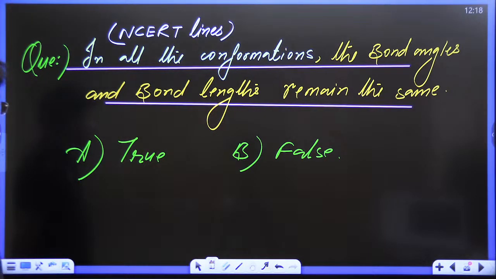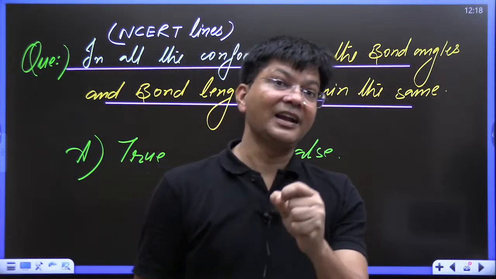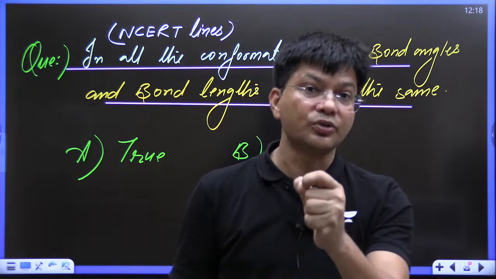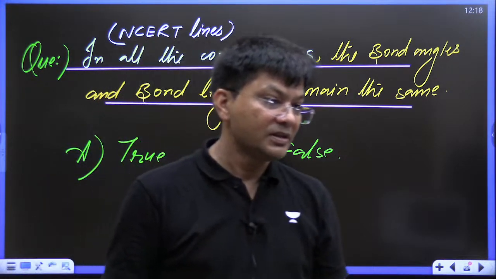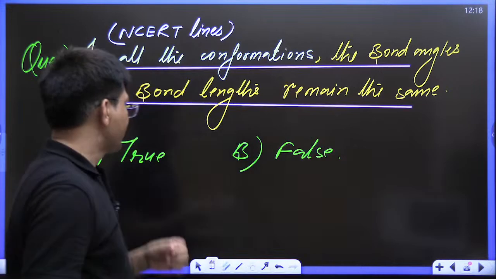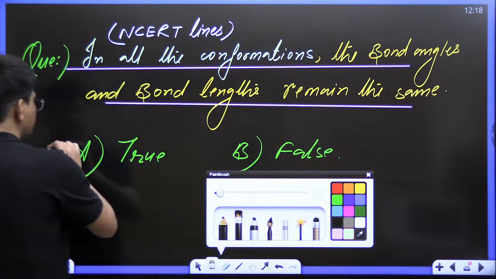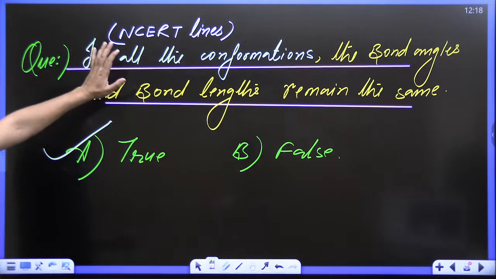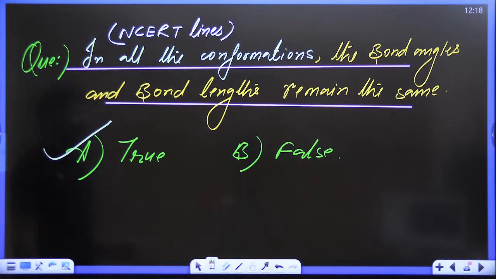In all the conformations, the bond angle and bond lengths remain the same. So remember that this question has been asked already. The NCERT lines were asked in 2016, and the answer is true. Your answer is absolutely correct, that this is true, and this has already been asked in 2016. This is a really awesome question.